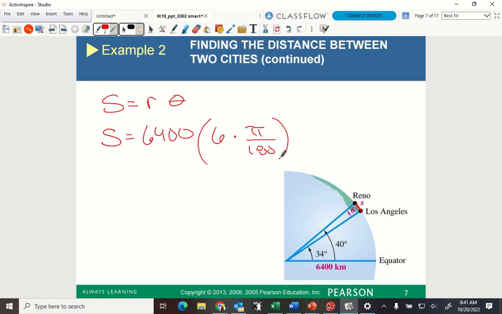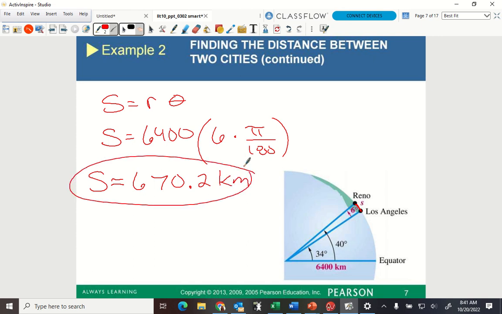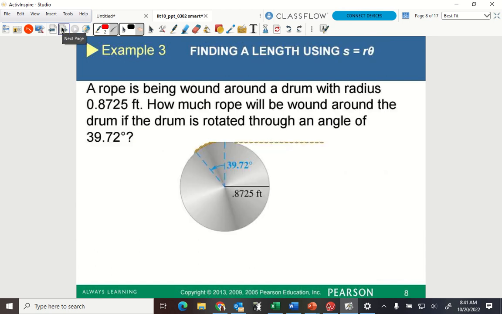All right. Let's see. What is the distance in between Reno and Los Angeles? What do we get? 6.2. Okay. What are my units? You guys agree? Is this pretty easy now? Yeah. Okay.